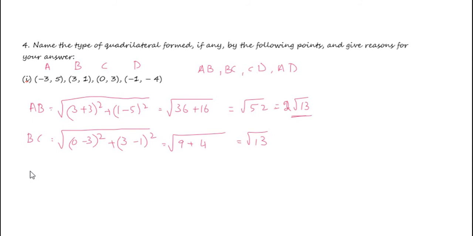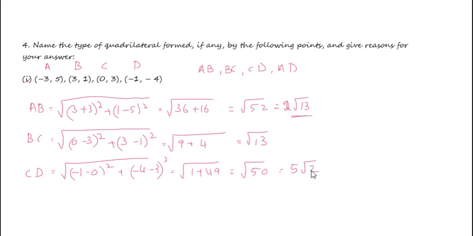Now CD equal to square root of, now this is x2 y2, this is x1 y1. So x2 minus x1, minus 1 minus 0 whole square plus minus 4 minus 3 whole square, that is equal to, this is 1 square, this is 1 plus minus 4 minus 3, minus 7 whole square is 49. This is square root of 50. If you write it as 25 into 2, this becomes 5 root 2.